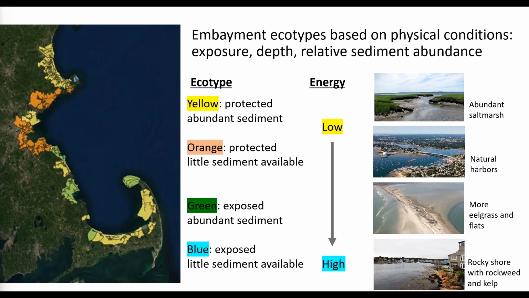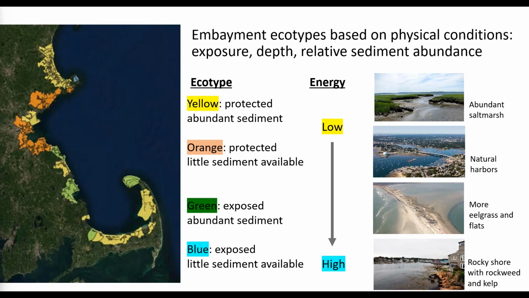The map on the left shows the color-coded embayments by ecotype. The yellow ecotype includes protected embayments with abundant sediment. These are usually low-energy embayments with abundant salt marsh. For example, areas on the North Shore, as you can see there, around the Great Marsh, and areas around Cape Cod Bay to the south, which are characterized by sandy beaches, are in this category.